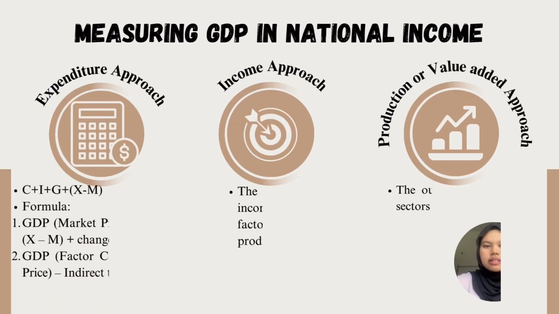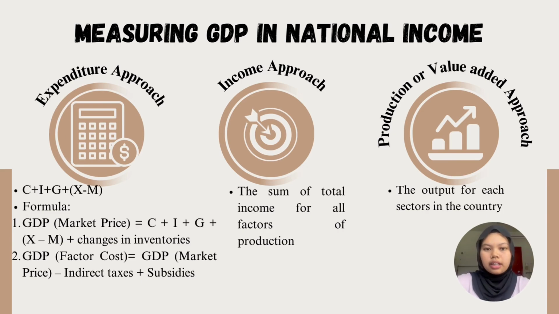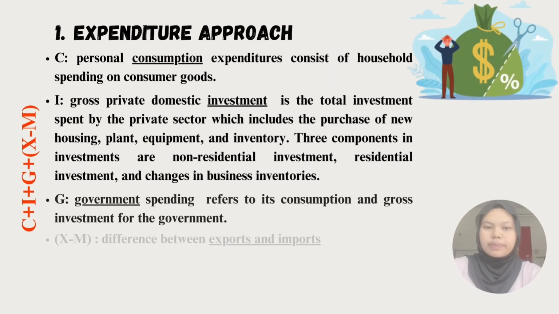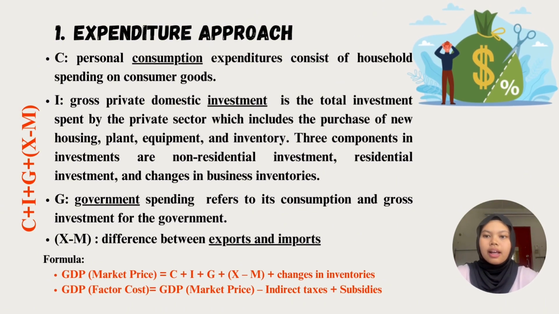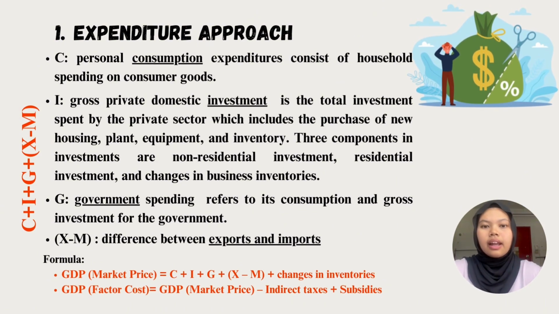So moving on to methods we can use to measure GDP in national income. There are three different approaches, which are the expenditure approach, income approach, and production or value-added approach. For the expenditure approach, GDP is measured using the sum of consumption expenditure, investment, government expenditure on goods and services, and net exports, which can also be represented as the equation C plus I plus G plus X minus M.